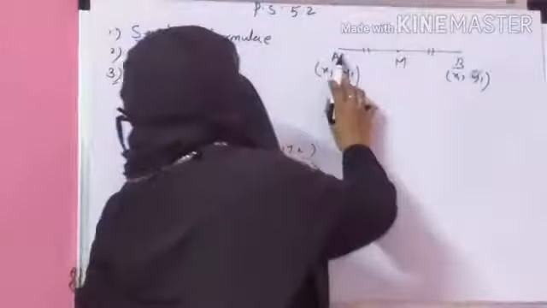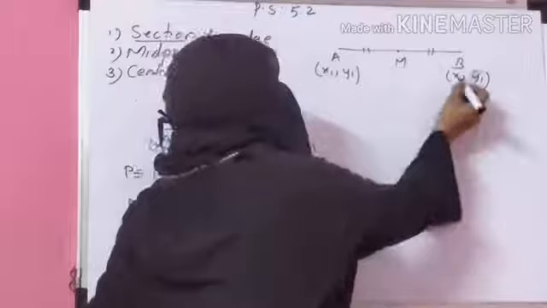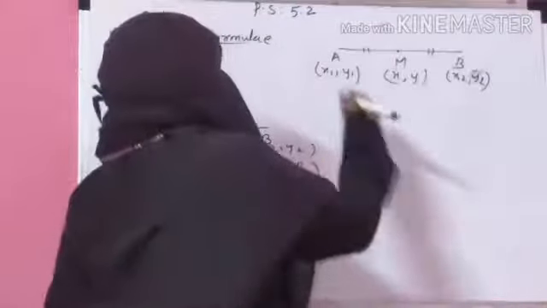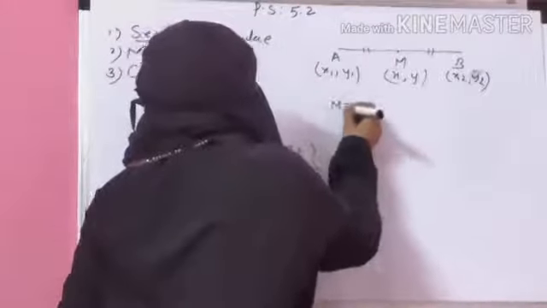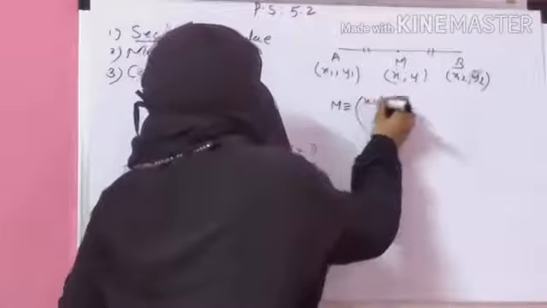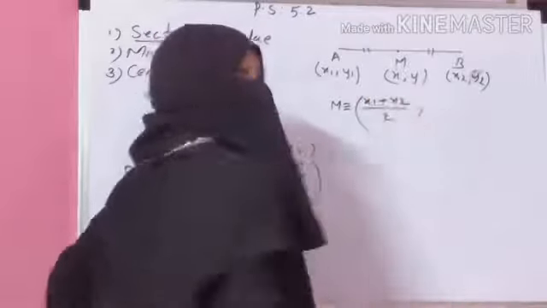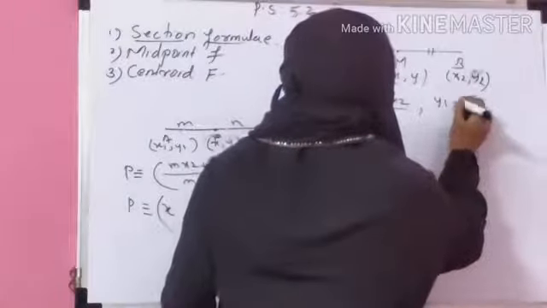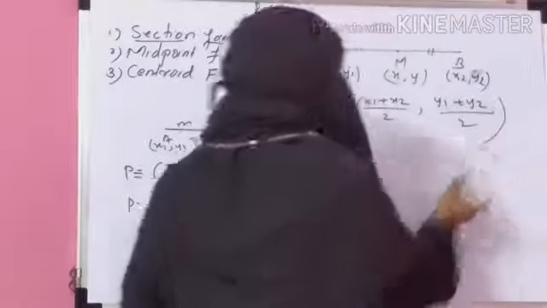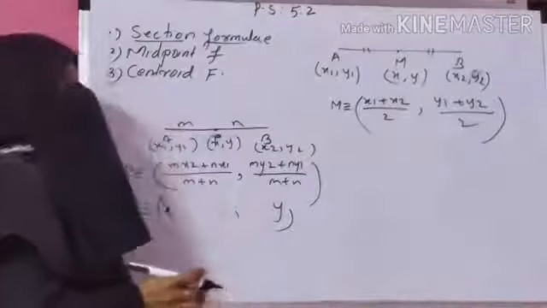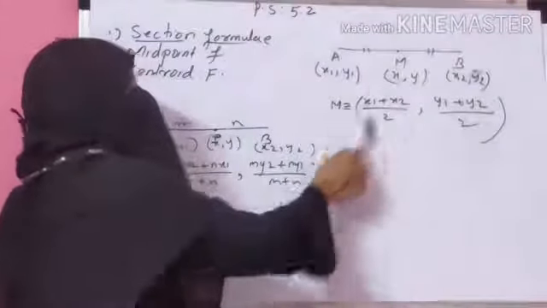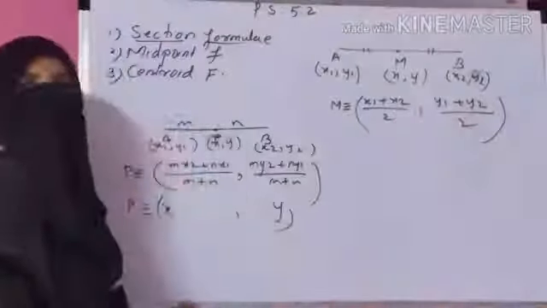So the coordinate of A is x1, y1, the coordinate of B is x2, y2, and the coordinate of M is x, y. Then by the midpoint formula, the x coordinate of M is (x1 + x2) divided by 2, and the y coordinate is (y1 + y2) divided by 2. This is the midpoint formula. So by applying the midpoint formula, you can find the coordinate of the midpoint. This is the x coordinate of the midpoint, and this is the y coordinate of the midpoint.